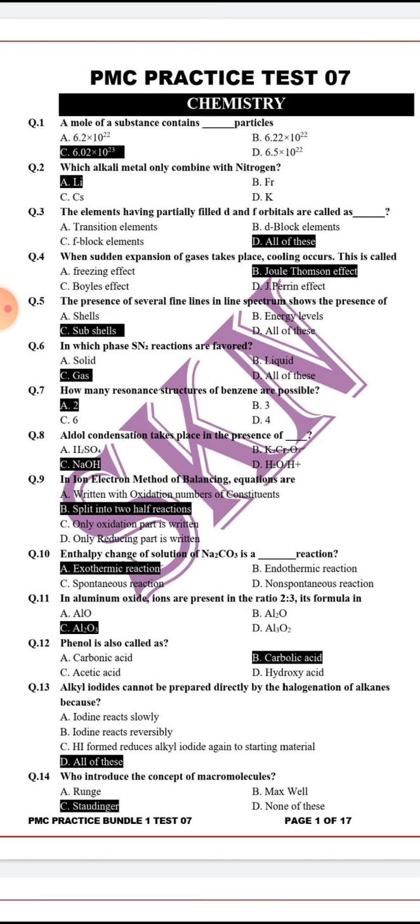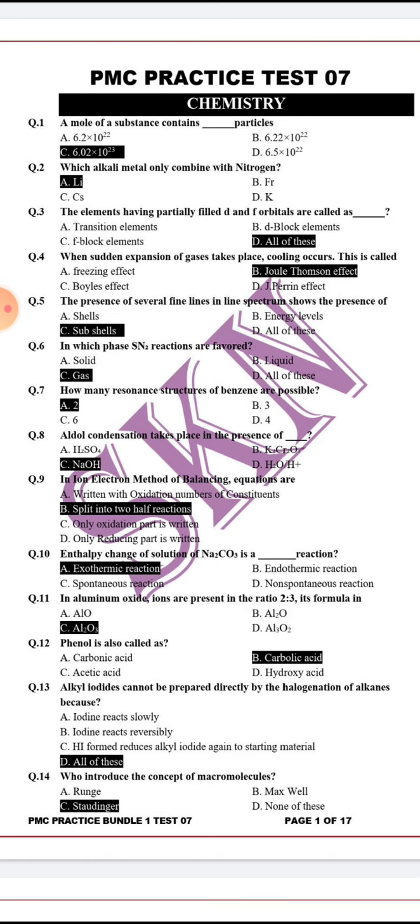So the next question, question number 7: how many resonance structures of benzene are possible? We know that there are two possible resonance structures of benzene: the Kekulé structure, and the other one. Okay, next MCQs. Question number 8: aldol condensation takes place in the presence of. We know that aldol condensation takes place in the presence of alkali. Which alkali? NaOH, sodium hydroxide.